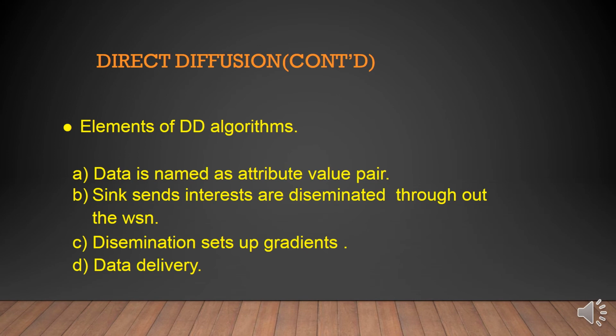Directed diffusion. Data is named as attribute value pairs. Sink interests are disseminated throughout the wireless sensor network. Dissemination sets up the gradients.